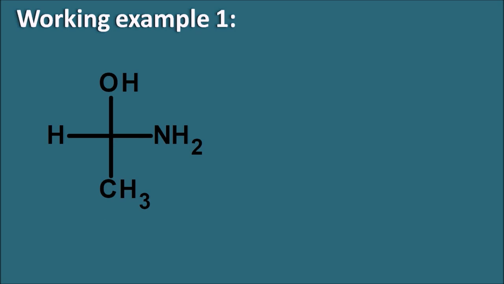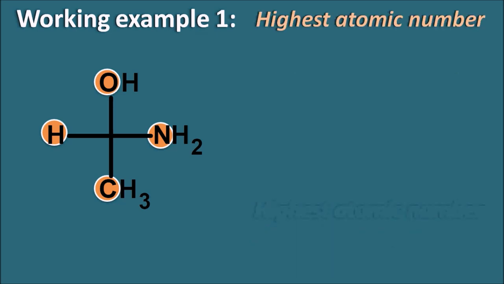Here the stereoactive center is attached to four different groups. In assigning the R&S configuration, we have to give the priority order to the groups attached to the stereoactive center. So OH group is attached by oxygen, NH2 group is attached by nitrogen, CH3 group is attached by carbon, and finally hydrogen is attached to the stereoactive center. Here priority order is given based on the highest atomic number. Higher the atomic number, higher the priority. Since oxygen has the highest atomic number, we give the priority to the oxygen. So that is the first priority, then the nitrogen, then the carbon, and finally the hydrogen.